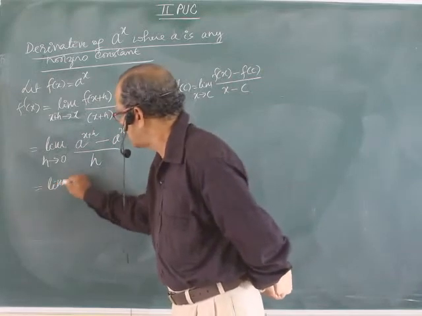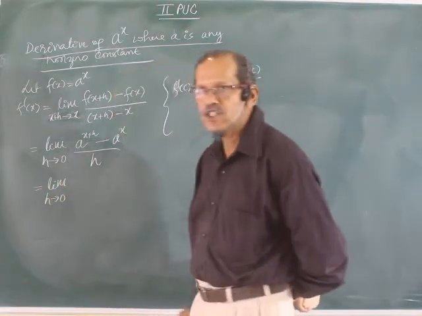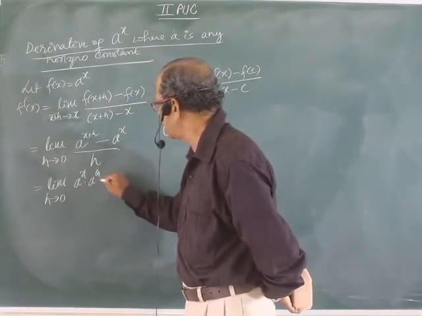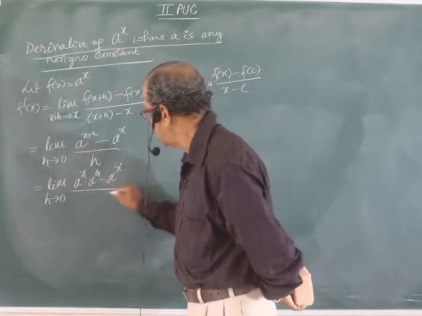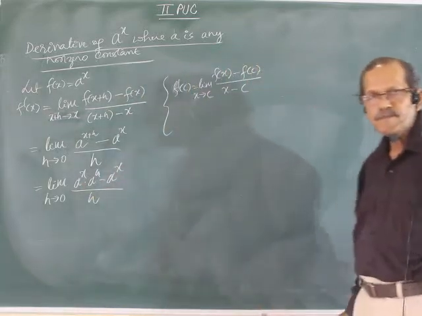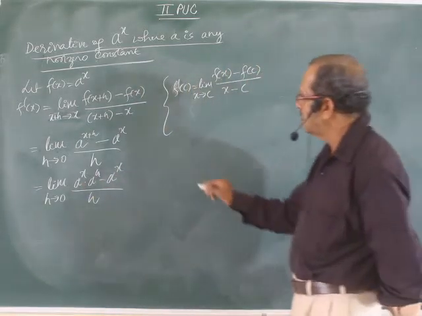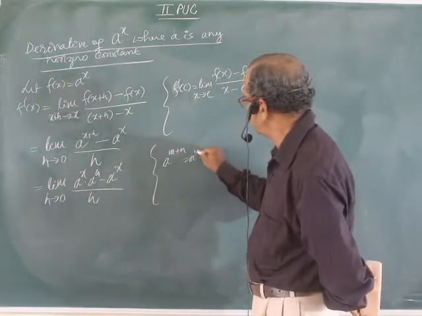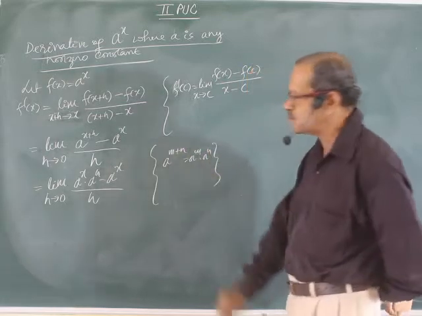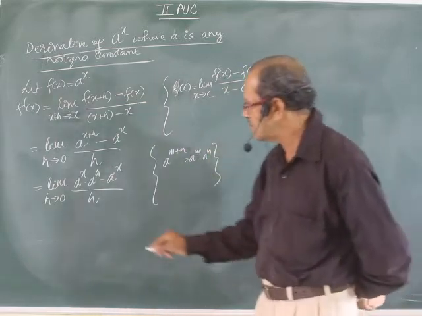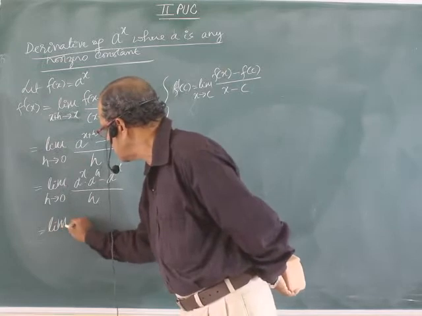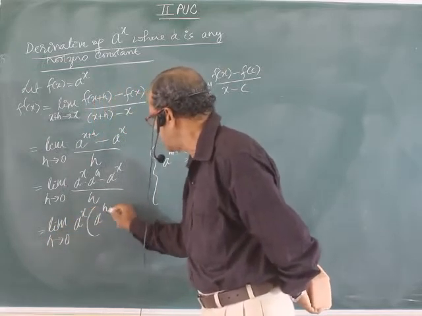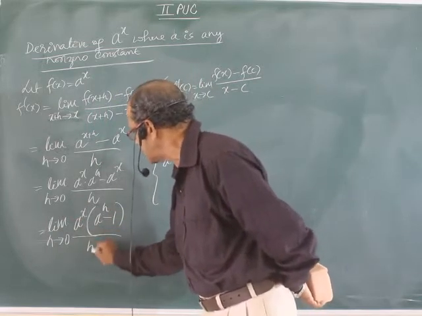Equal to limit h tending to 0, a to the power x into a to the power h minus a to the power x, by h. Formula used is a to the power m plus n is a to the power m into a to the power n. Limit h tending to 0, a to the power x outside, a to the power h minus 1 by h.